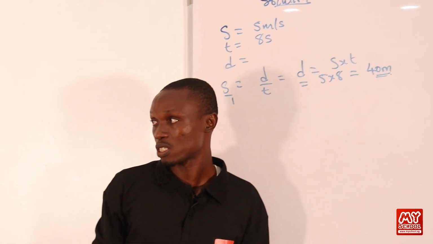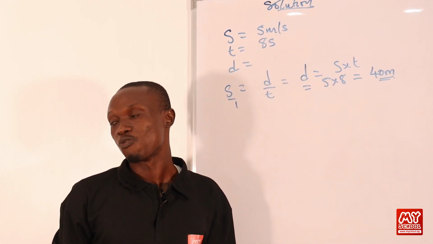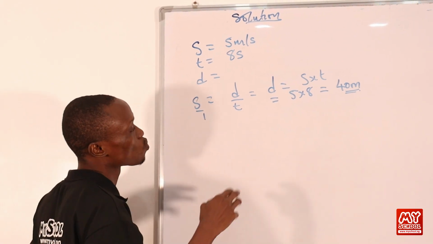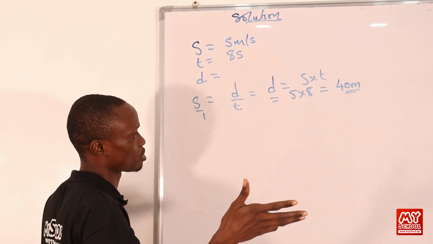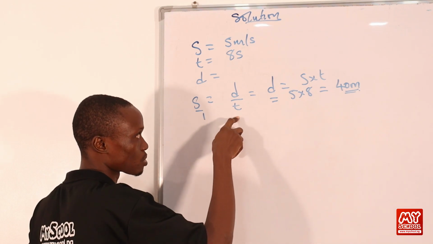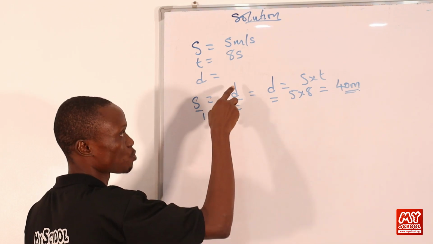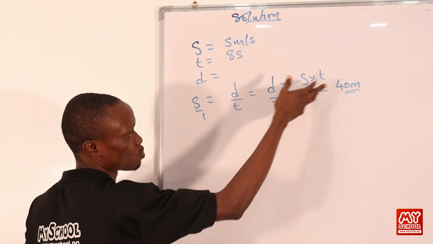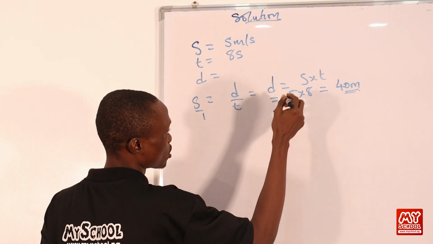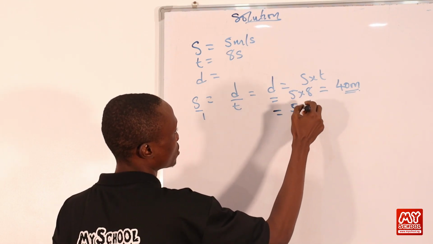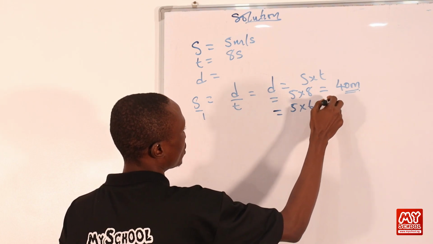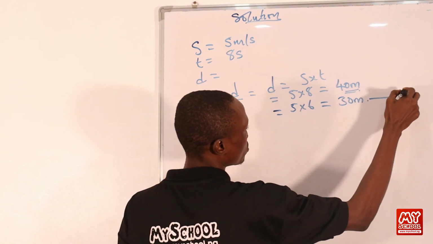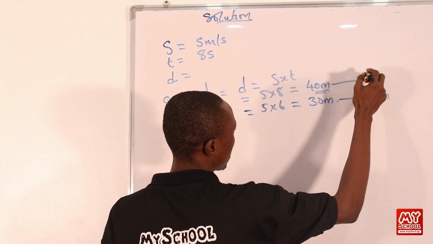So let's go to the second statement. He then moved due north for another 6 seconds with the same speed. So the time spent in the second statement is 6 seconds, but the speed still remains the same, and we are looking for distance, so we still do the same. For the second statement, that will be 5 times 6, which gives us 30 meters. Okay, so this 30 meters is due north. This 40 meters is due west.